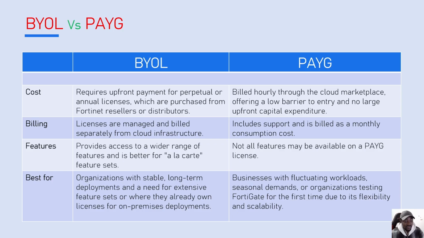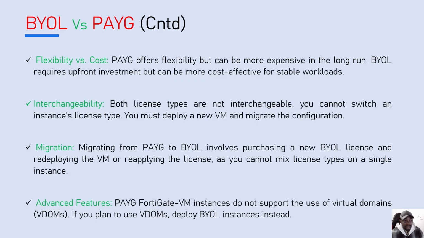Bring your own license is suitable for organizations with stable long-term deployment and needs for extensive feature sets. While pay as you go would mostly be suitable for businesses with fluctuating workloads, seasonal demands, maybe for testing purposes. If you want to test some features of FortiGate or other Fortinet devices, you can use this pay as you go licensing model. As we said, pay as you go offers flexibility in the beginning, but in the long term it will become more expensive.